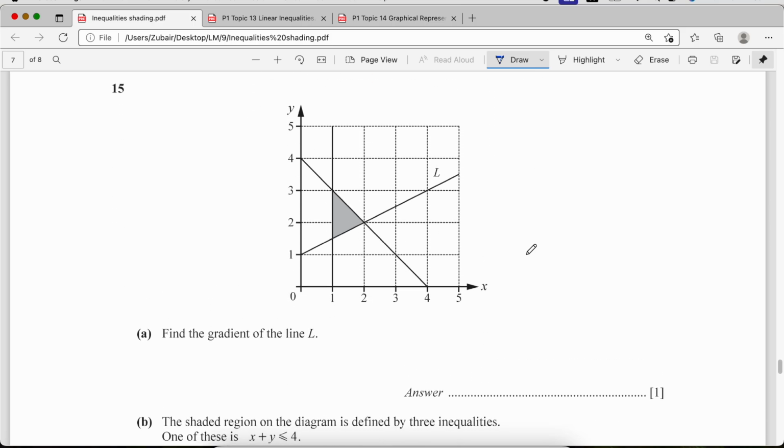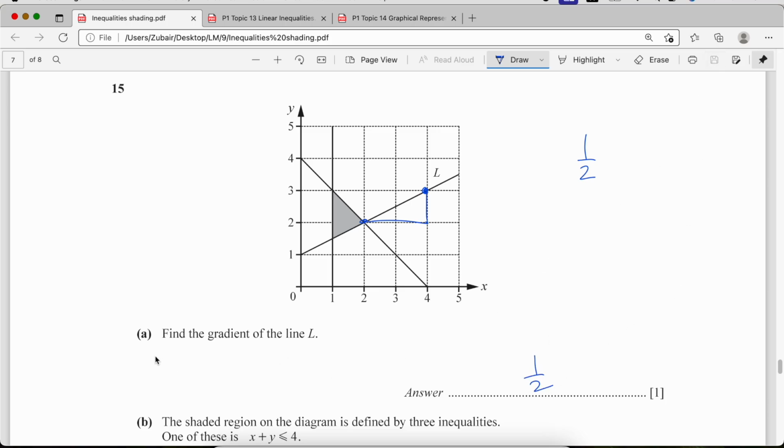Another question. Find the gradient of the line L. 2 approaches again. Any 2 good points. This is 1, this is 2. Rise over run, 1 by 2. Gradient is 1 by 2.